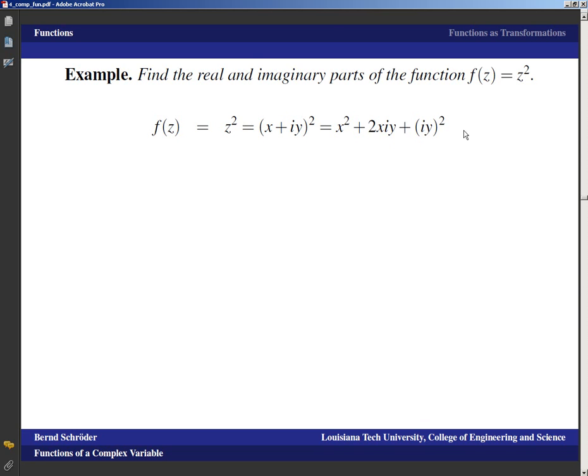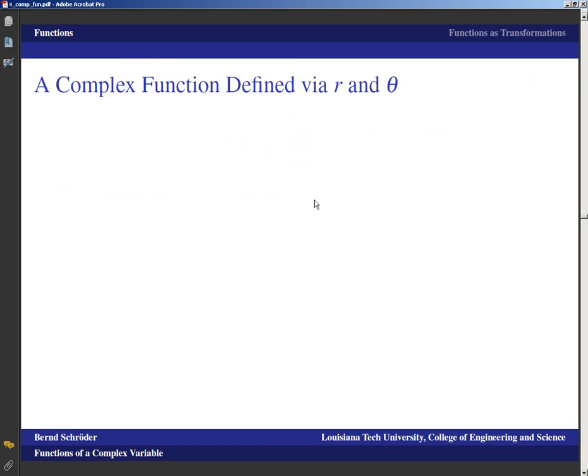And if we now sort that out, well, (iy) quantity squared is negative y squared, so we get x squared minus y squared, and then we've got this i here, which gives us i times 2xy. And so that means the real part is u of x,y equals x squared minus y squared, and the imaginary part is v of x,y equals 2xy.